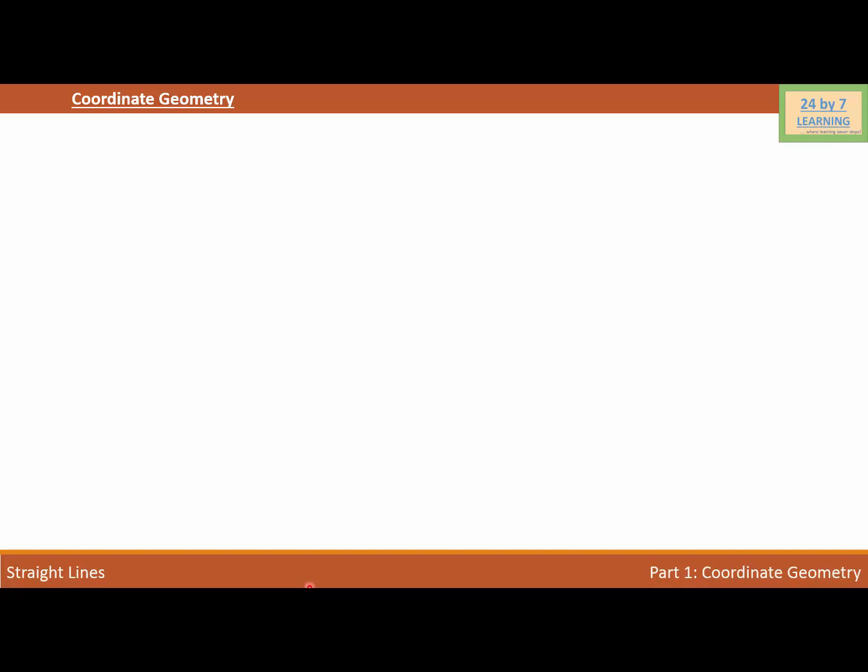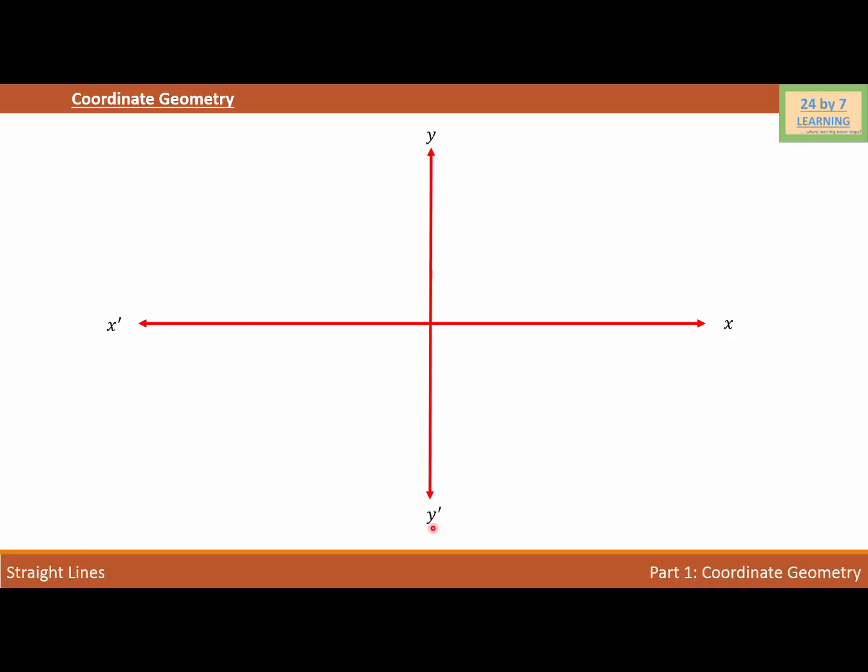In order to explain coordinate geometry, I'm going to consider my x and y axis. So this is my positive part of the x-axis. This is the negative part, so this is x dash. This is y, and this is y dash. So basically, as you can see, both x and y axes are dividing the plane into four parts, 1, 2, 3, 4, which are also called quadrants.